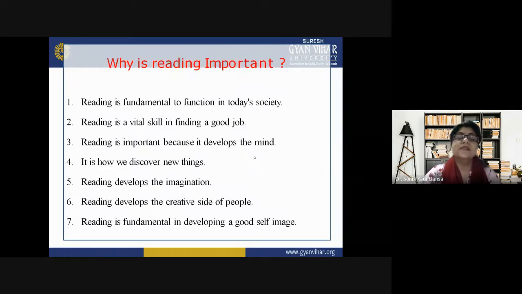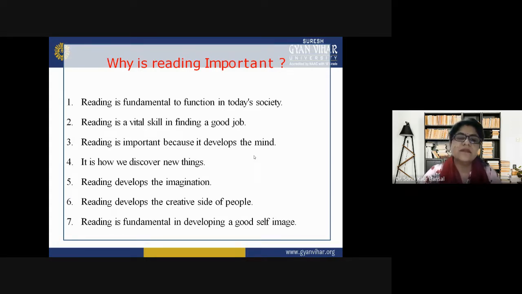Then, why is reading so important? Let's have a look at the reasons why reading is considered so important. Students, reading is a very fundamental or basic function in today's society. If you can't read, you cannot imagine a good literate society. Everything is written in instructions, and you have to go through that to get the proper meaning. So when you are aware of reading skills, or you are aware of decoding the symbols, then life becomes easier for you. So that's why reading is very important.